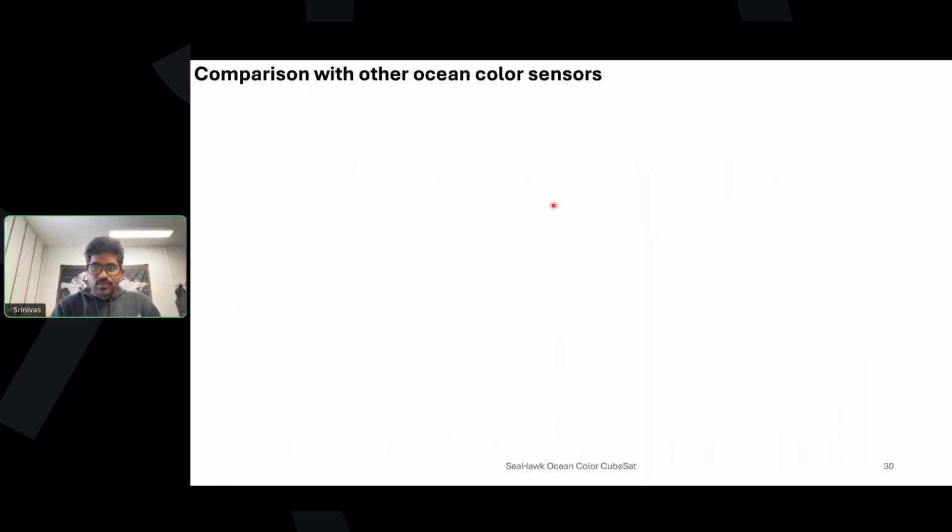One of the other things which motivated us to carry out this analysis is, okay, we have a sensor which can provide high spatial resolution images from a CubeSat, but how well does it compare with other ocean color sensors? Because even if we demonstrated that a sensor on a CubeSat can take images, if its quality is not good, then it is not useful for scientific purposes. So we carried out the analysis by comparing with other ocean color sensors.